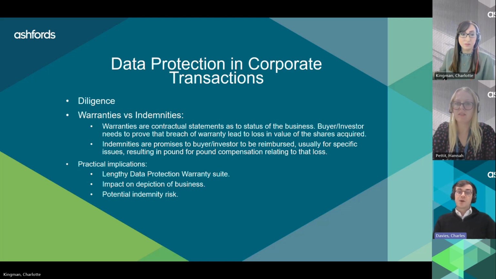An indemnity is a promise to that buyer or investor to be reimbursed and results in pound-for-pound compensation relating to that loss. So if the buyer or the investor ended up incurring a cost of £100,000, for example, fixing a data protection issue that had been indemnified, then regardless of whether the value of the shares had gone up or down as a result of that issue, the sellers or the company giving the indemnity may be on the hook. In case it's not obvious from those examples, generally you'd want to avoid having to give indemnities in any example, as it's a much more punitive remedy.